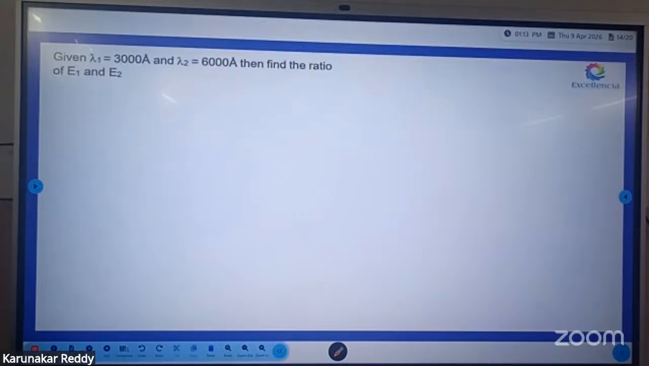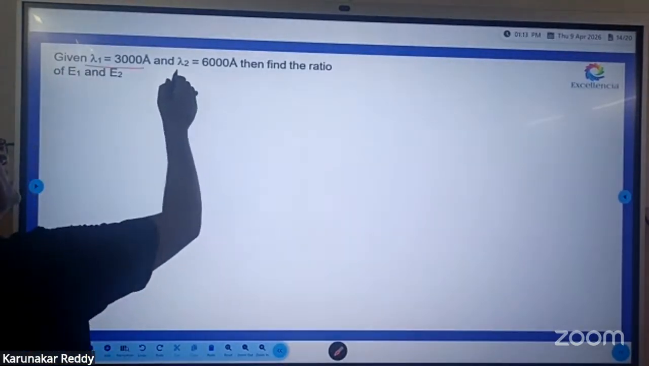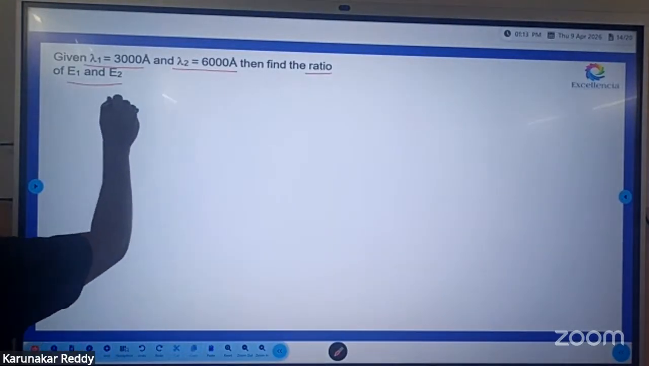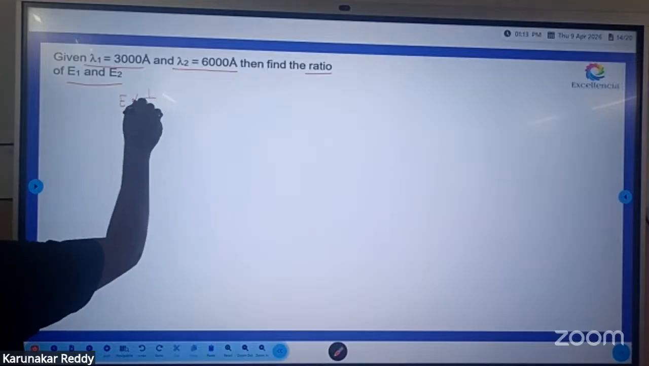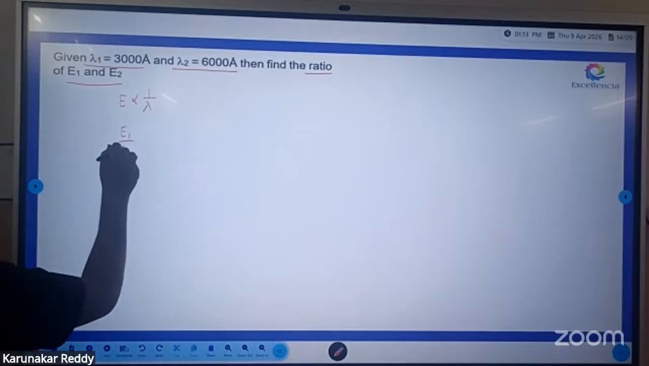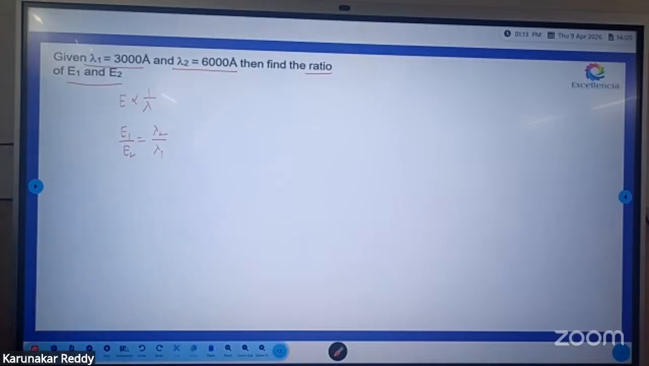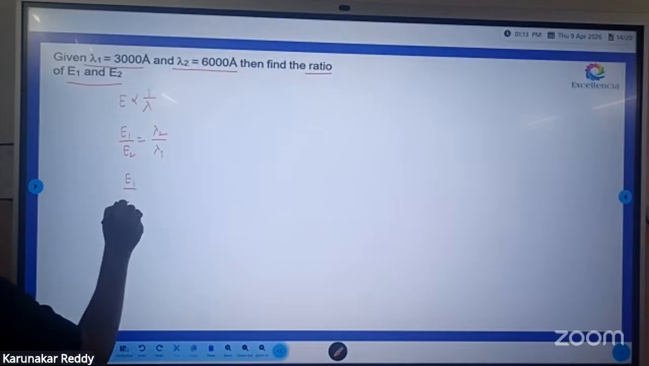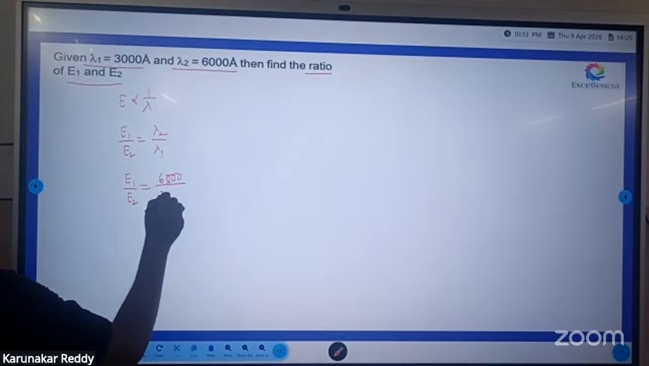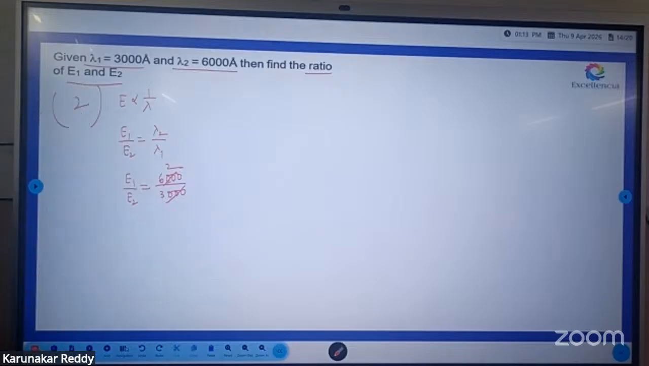This is the easiest problem among all the problems. They gave us wavelengths lambda 1, lambda 2, and are asking the ratio of E1 and E2. This is the easiest, and even a slow learner will do this one. Then E1 by E2 is equal to lambda 2 by lambda 1. Simply by substituting the values, E1 by E2 is equal to lambda 2 is given as 6,000 upon 3,000. Then we'll get a 2. So the answer is 2 for this one.